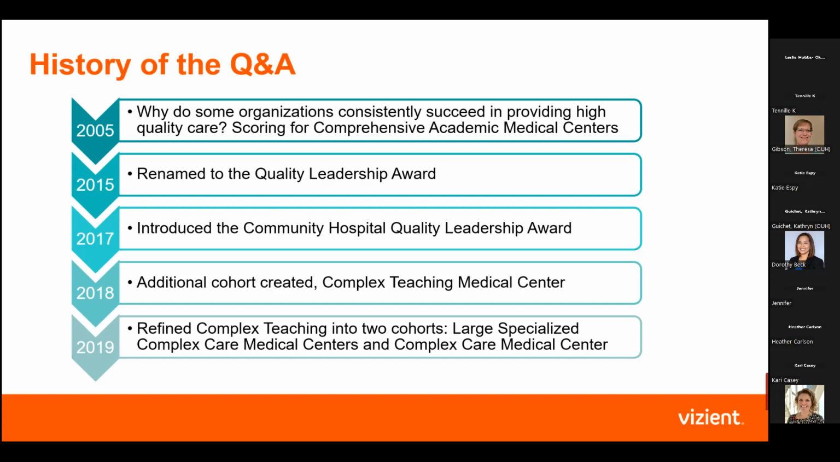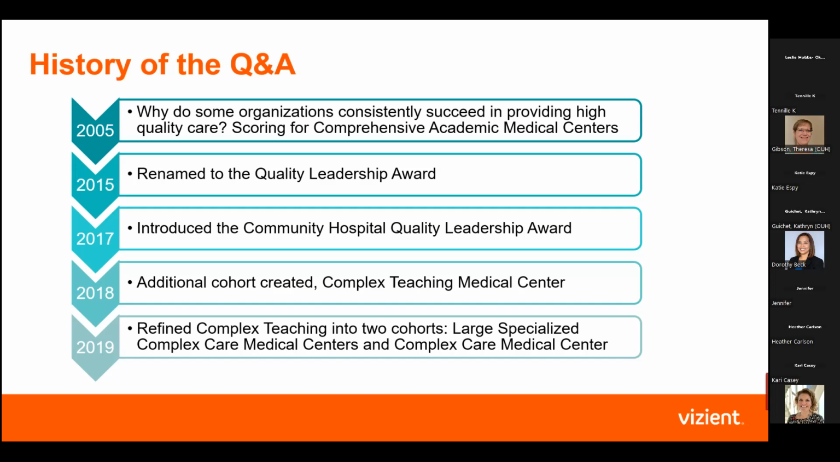So just from a historical perspective, the tool has been around for quite some time. You can see in this timeline here that in 2005 is really when the development of the scorecard started. In 2015, it became what was known as the Quality Leadership Award. In 2017, with all of the increased participation by community hospitals, we recognized the need to split out the cohorts from academic to community. And then in 2018, that was refined further. So we went from just having AMCs and community to then segmenting out what we call our complex teaching medical centers. And then again, in 2019, that was refined even more. So now we have 4 major cohorts in this quality and accountability scorecard.